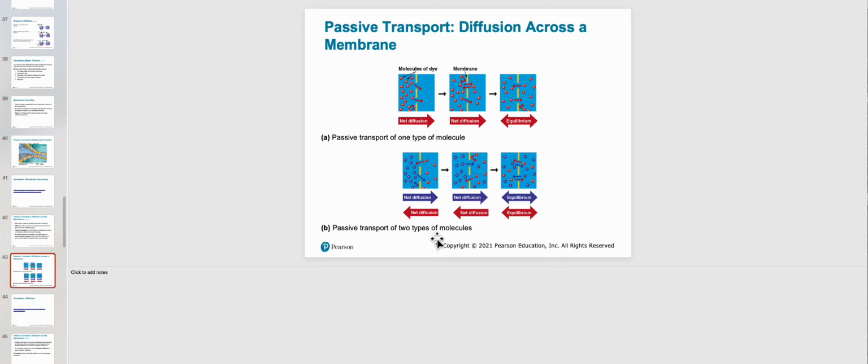Then on the bottom picture, we see two different colors. Again, they're going to move in their respective high to low directions. The blue ones go from left to right because they're moving from high to low in that direction. The red ones go from right to left because the concentration for the red is higher on the right, which is high to low again. Eventually the red and the blue will even out, reaching equilibrium. So this picture is worth studying as well. Next slide.